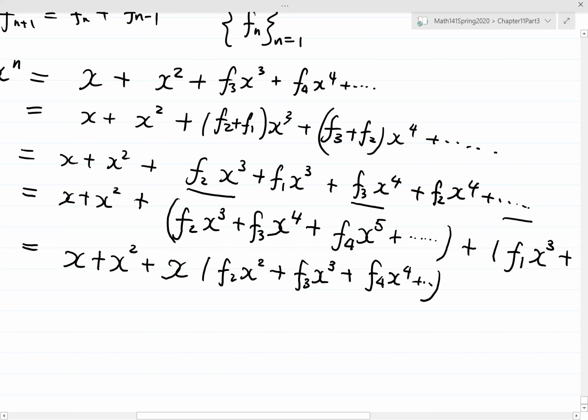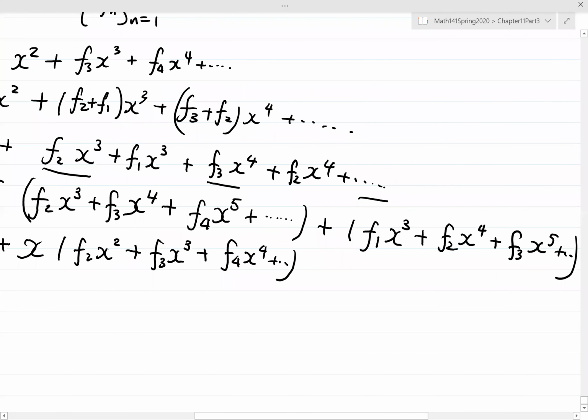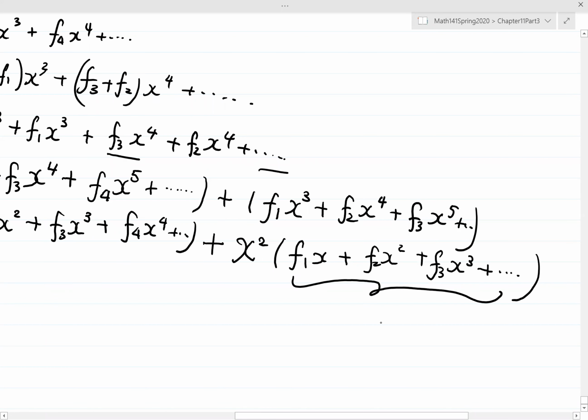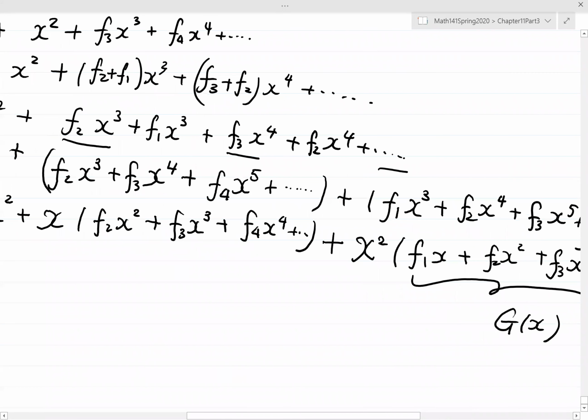Now the thing in the bracket looks like it has many terms coming from the generating function. For this we write x squared times (f1 x, f2 x squared, f3 x cubed, etc.). Now this thing is, by definition, our g(x). This thing is our g(x). Now this other thing, what is this thing?